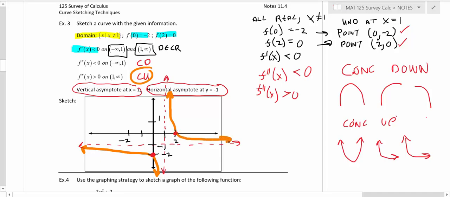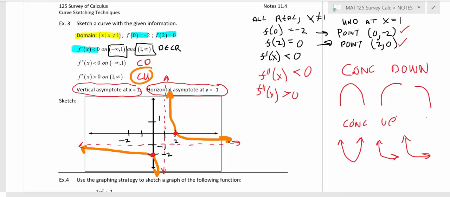All right, so let's see if this looks right to us. So is that concave down? Yeah. Concave up? Yeah, that's good. Decreasing, negative infinity to 1, we're decreasing. 1 to infinity, we're decreasing. So that looks like that's what the graph has got to look like.